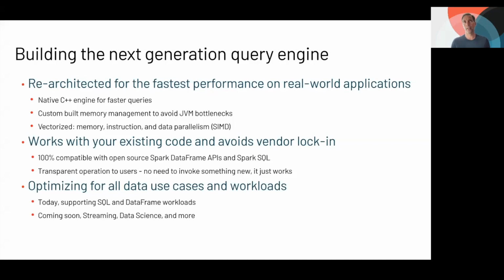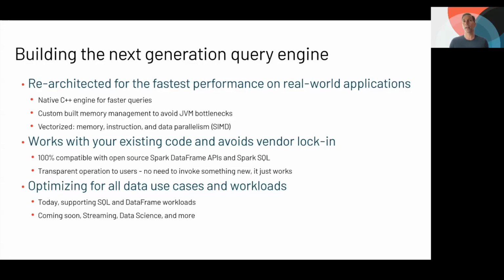So here's what it takes to build the next generation query engine. Photon was architected for the fastest performance on real-world data applications, not just popular benchmarks or synthetic workloads. It's written in C++ to deliver the highest levels of performance. It has its own custom-built memory manager to avoid JVM bottlenecks. And it implements the latest data processing techniques, including vectorization, to provide parallelism at the data, instruction, and memory levels, pushing the limits of performance that we can extract from modern cloud hardware.